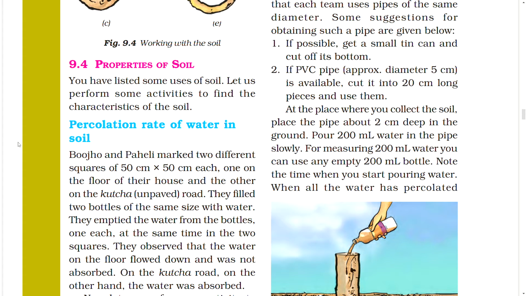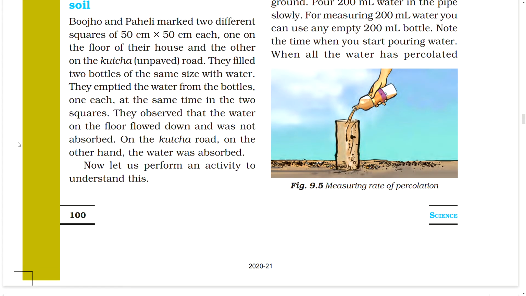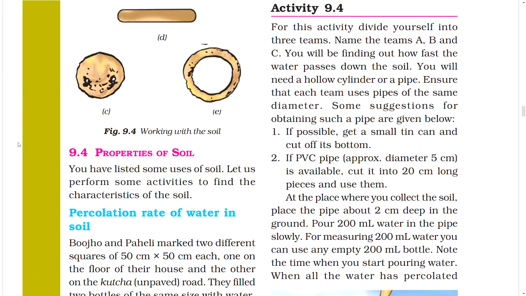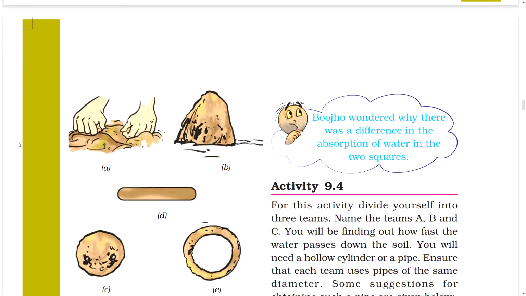They filled two bottles of the same size with water. They emptied the water from the bottles, one each, at the same time. In the two squares, they observed that the water on the floor flowed down and was not absorbed. On the kucha road, on the other hand, the water was absorbed. Now, let us perform an activity to understand this. Bojo wondered why there was a difference in the absorption of water in the two squares.